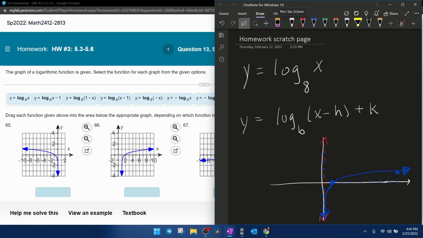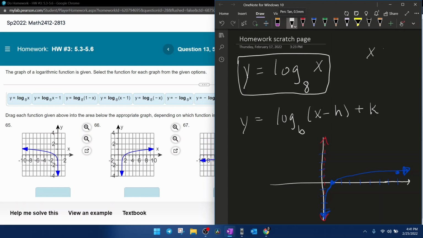So just some introductory stuff about graphing logarithms. Here I have written the equation for the basic log base 8 of x. And I did that because I noticed all of my choices are log base 8.